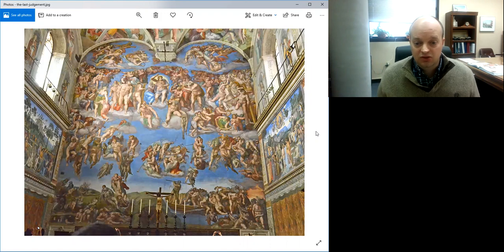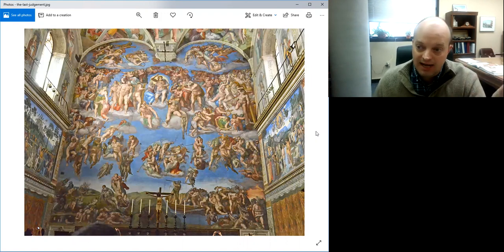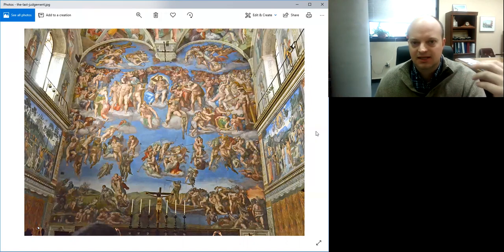So what you're looking at here is Michelangelo's The Last Judgment from 1534 to 1541, which is in the Sistine Chapel. The Sistine Chapel is a small chapel on the backside of the Vatican. If you go to the Vatican or St. Peter's Basilica in Rome, it's this huge complex that is the centerpiece, where the Pope lives and the headquarters for the Catholic Church.